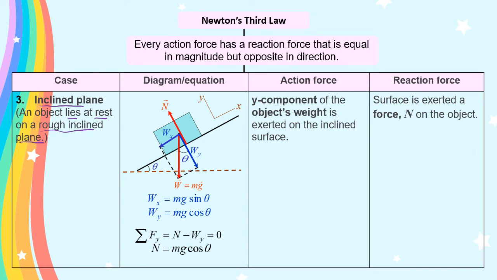From here, the action force is the y component of the object's weight, which is Wy, exerted on the inclined surface. So Wy is the action force. The reaction force is the normal force. From resolving the vector, Wx equals mg sin theta, or W sin theta, where W equals mg. So Wx equals mg sin theta and Wy equals mg cos theta. The equation becomes total Fy equals N minus Wy equals 0, and N equals mg cos theta.